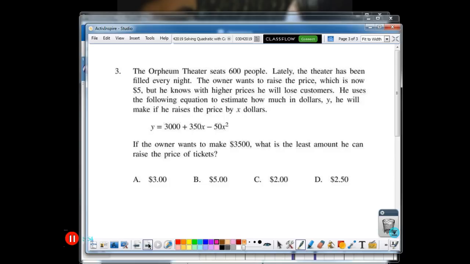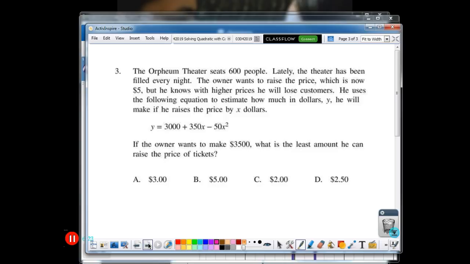So the theater seats 600 people. Lately, the theater has been filled every night. The owner wants to raise the price, which is now $5, but he knows with higher prices he will lose customers. He uses the following equation to estimate how much in dollars Y he will make if he raises the price by X dollars. If the owner wants to make $3,500, what is the least amount he can raise the price of tickets?